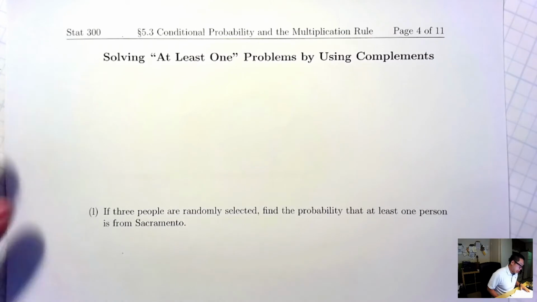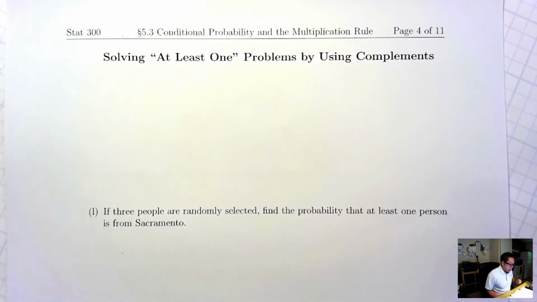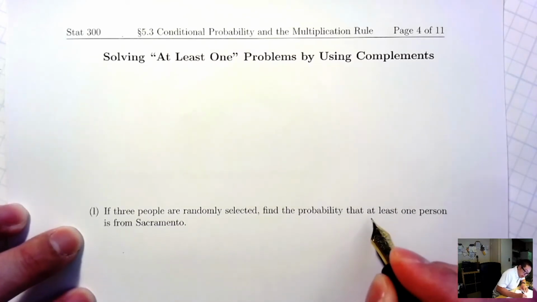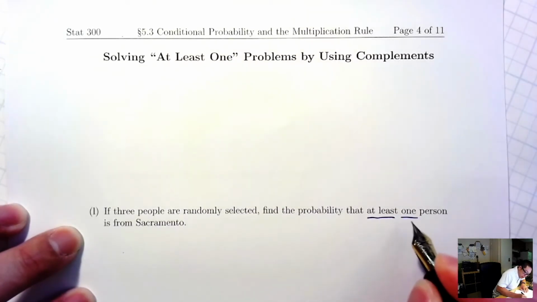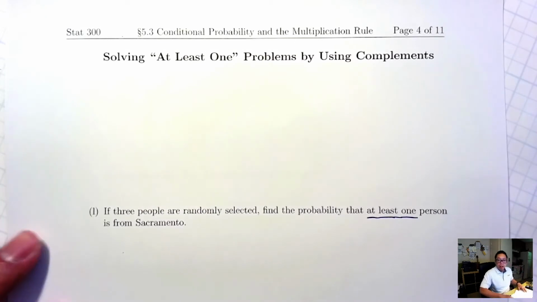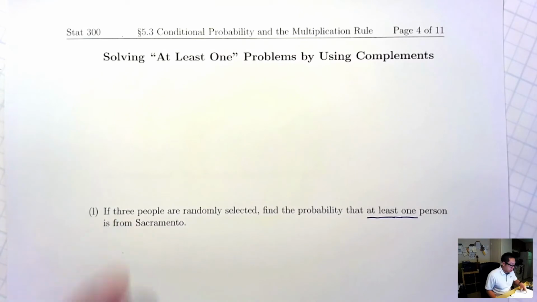All right, solving at least one problem using complements. Let's take a look at L first. L says, if 3 people are randomly selected, find the probability that at least one person is from Sacramento. Okay, so keyword here is at least one. What does at least one mean? If I talk about 3 people and I want at least one of them to be from Sacramento, what does that mean? At least one means one or more, right?